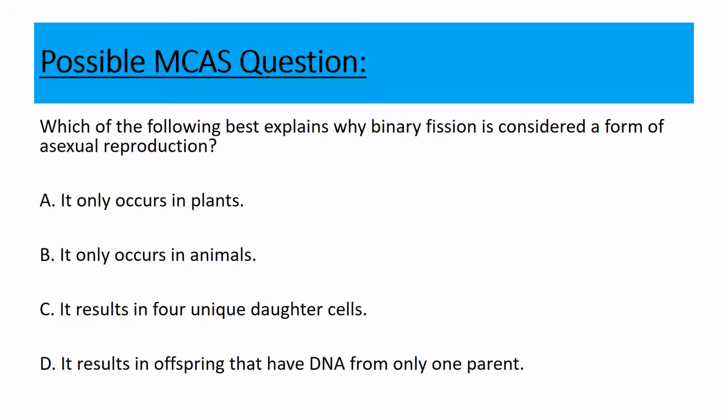Which of the following best explains why binary fission is considered a form of asexual reproduction? A, it only occurs in plants. B, it only occurs in animals. C, it results in 4 unique daughter cells. Or D, it results in offspring that have DNA from only one parent. And the answer is D. Binary fission results in 2 identical daughter cells, and they only have DNA from one parent.